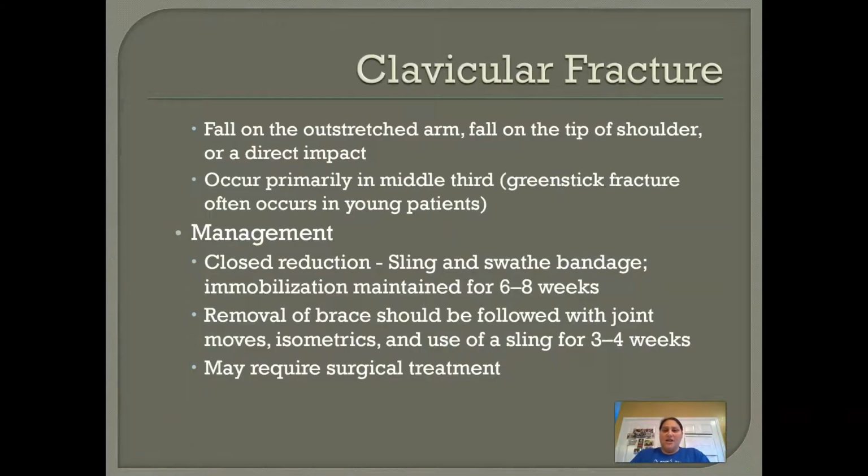Clavicle fractures. This is probably one of the most commonly fractured bones. It usually happens when somebody falls on an outstretched hand, or if they fall with their arms in and they fall on the tip of their shoulder. So in younger adolescents, they'll end up getting a greenstick fracture, where, if you don't remember, some of the bone sticks together but the other part will flay off.